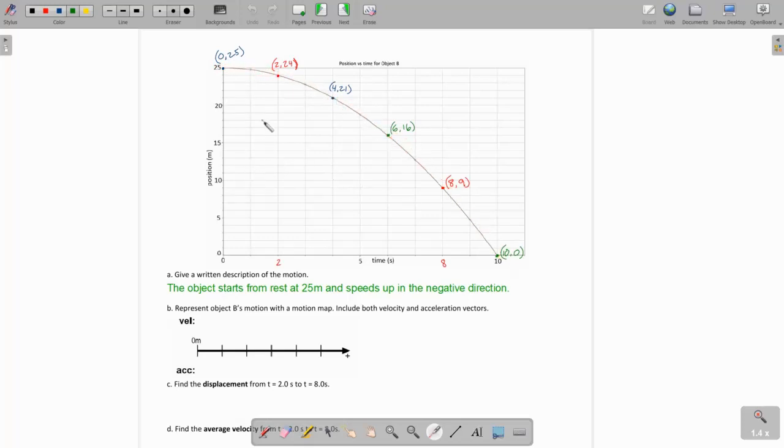I know this because we go from having no slope to having a negative slope, and that negative slope gets larger and larger as you go down. So that means it must be speeding up. It is moving in the negative direction, so we say the object starts from rest at 25 meters and it speeds up in the negative direction.